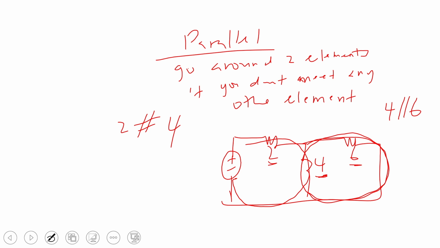This is just a simple way to be able to know whether the same voltage will be across two things. It is very difficult to use your eye to see whether the same voltage is across some elements. That's why I'm giving you this simple rule: go around the two elements to see whether you will not meet any other element. Let's look at something like this.